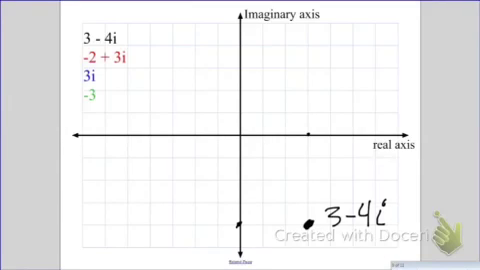Next up is negative 2. So go to negative 2 real, positive 3, and just like plotting normal points, there we go, right there. Negative 2 plus 3i.